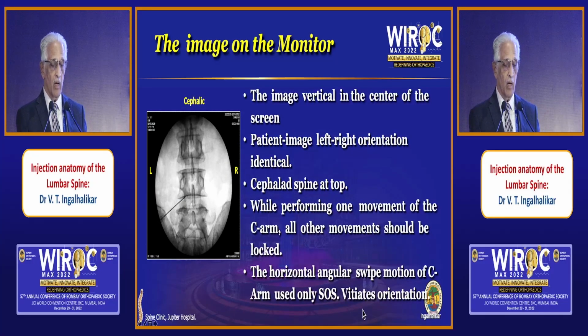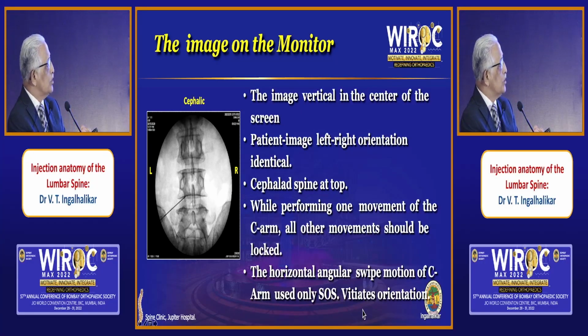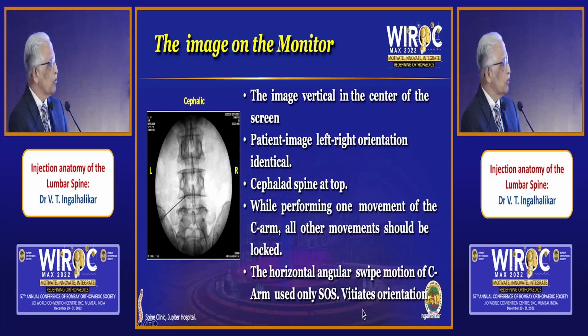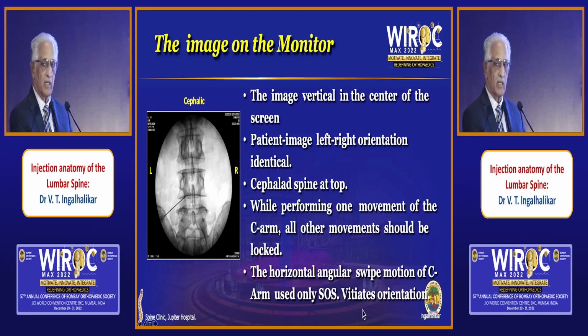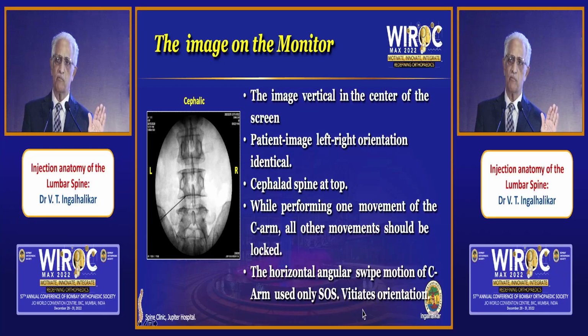Okay. When you try to see this, for the best result, you must have an image which is in the center of the screen. If this is my index vertebra, where I want to do, the patient is sleeping prone, therefore the patient's left side is towards me, right side is towards me, cephalic end is here, and that's exactly how I want the image on the image intensifier, like a patient is sleeping.